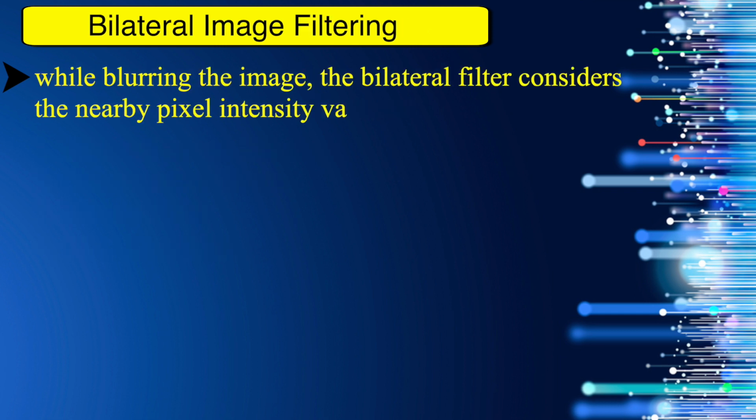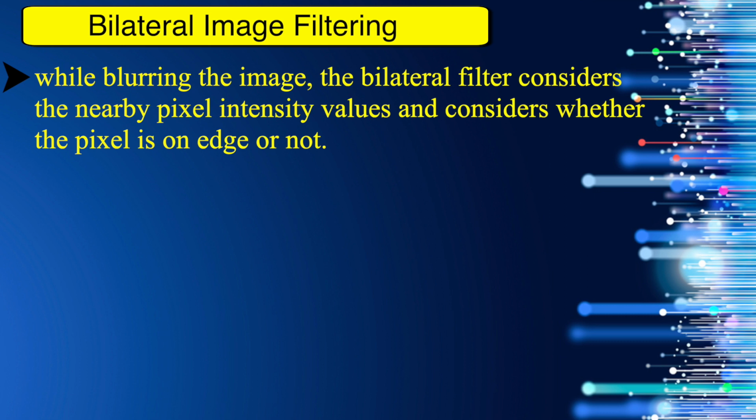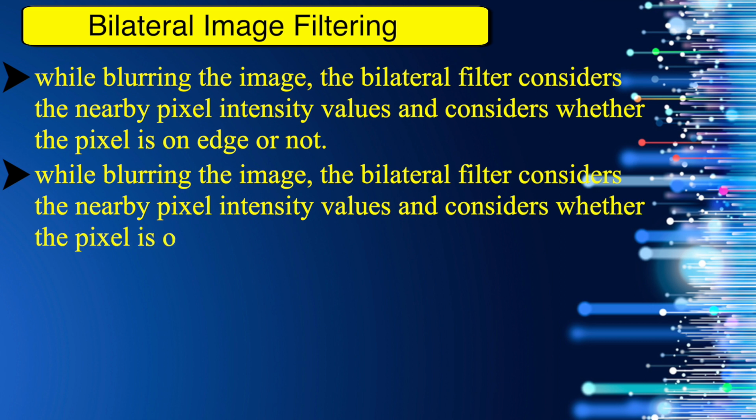This blurs and smoothens the image, and also considers the nearby pixel intensity values and whether the pixel is on an edge or not. So it replaces the intensity value of each pixel with a weighted average of intensity values from nearby pixels. I told you that a weighted average is better than the normal averaging, therefore it is also a better filter compared to the mean filter.